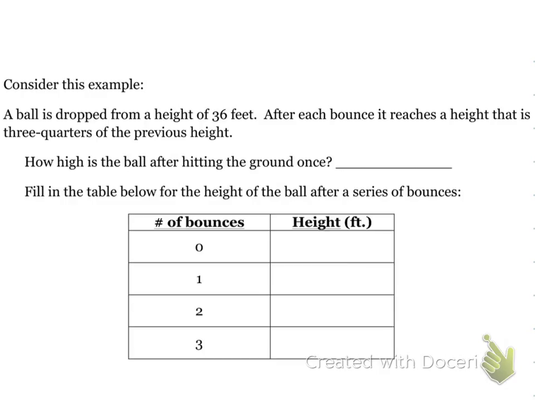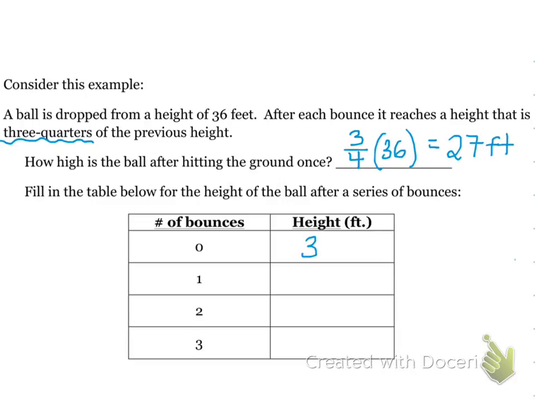Okay, so let's look at this example. We have a ball that's dropped from a height of 36 feet, and after each bounce, it reaches a height that is 3/4 of the previous height. So that's our constant ratio. Okay, so how high is the ball after hitting the ground once? So 3/4 times 36, because 36 is how high it came initially, and we know that the first bounce is 3/4 of that. So this value is 27 feet.